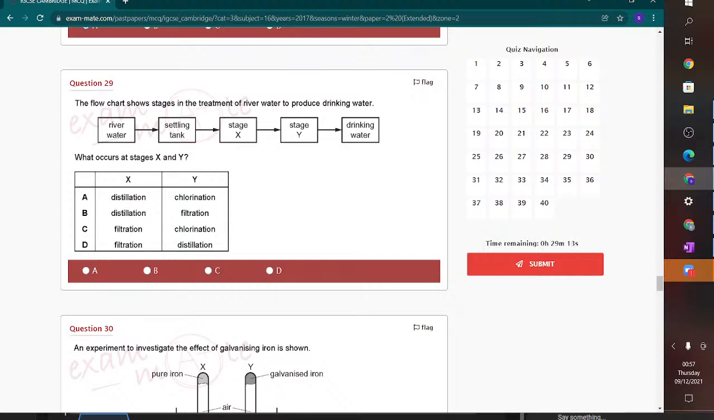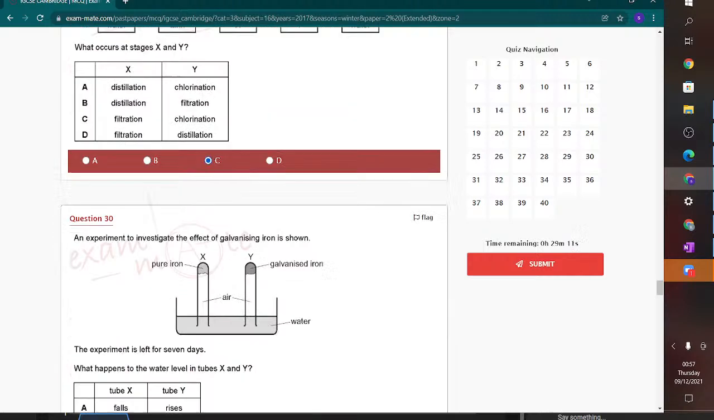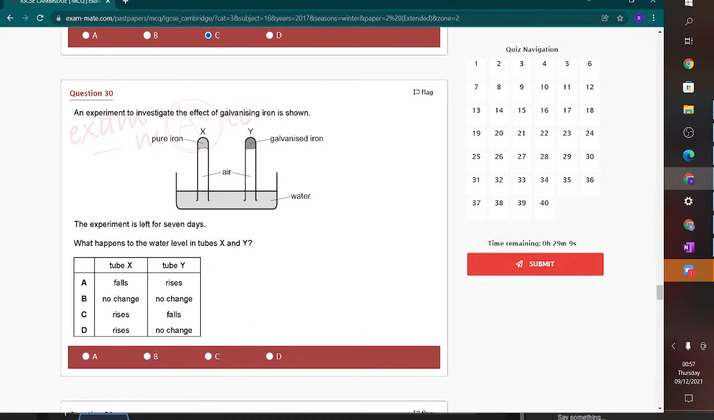Okay, we have done this. It's filtration and chlorination. The effect of galvanizing iron: pure iron and galvanized iron. In the test tube of pure iron, oxygen and water vapor would be used up, which results in a decrease in pressure, and water is pushed up. So in tube X it rises and there is no change in tube Y, because galvanized iron is protected.